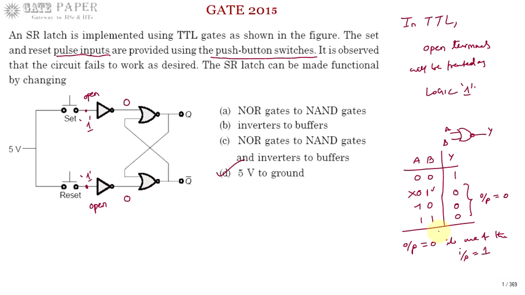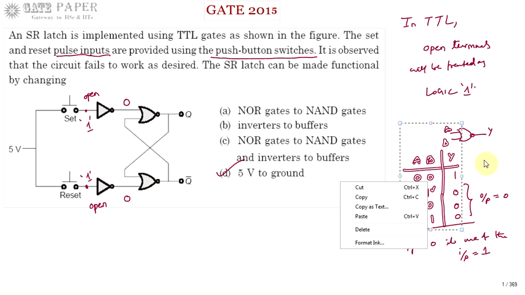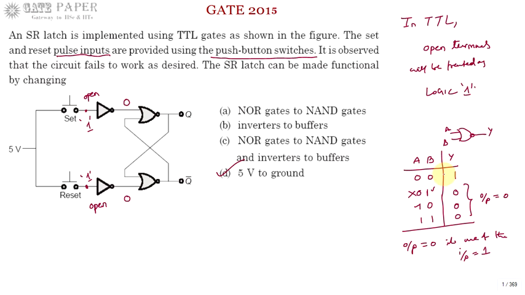But if one of the inputs is 0, look at this one. If one of the inputs is 0, then the output is the complement of the other input. If A is 0 and B is 1, and if A is 1, you will get the output as 0. So y is equal to A bar. Since A is equal to 0, you will get 1. In this case, if B is equal to 0, y is A bar. A is 1, so you are getting the output as 0.